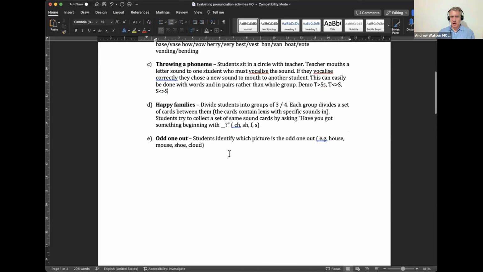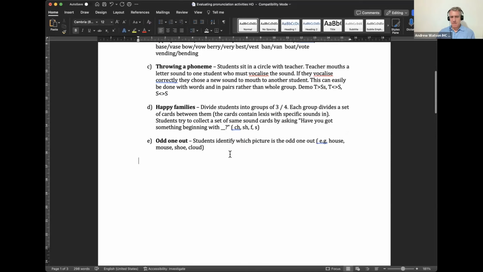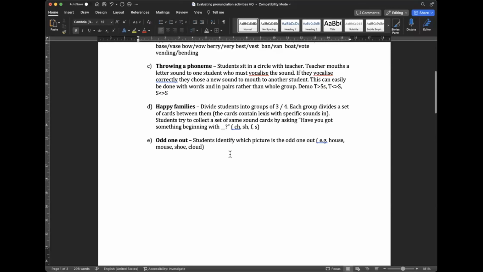And could you read odd one out? Odd one out. The students identify which picture is the odd one out. For example, house, mouse, shoe, cloud.